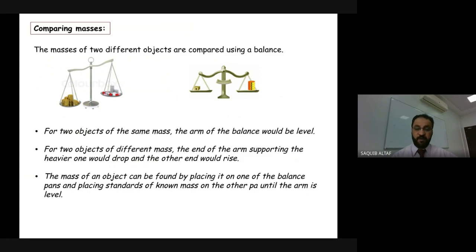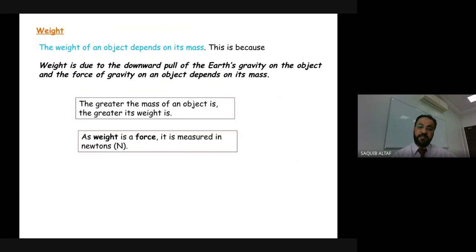The mass of an object can be found by placing it on one of the balance pans and placing a standard mass on the other side. For example, it is written over there, this is a 5 kg box. So you will put some mass over there. When the arm is level, it means this is 5 kg. In short, we can measure the mass by using a balance. And the unit of mass is kilogram.